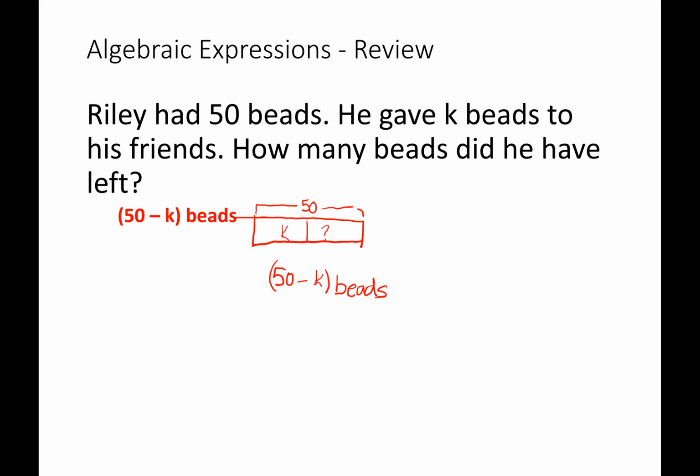So the reason we would put the 50 at the top is because it's the total. Does that make more sense? Because he started with 50 beads. So we need the whole to show 50. And then part of the 50 was the K beads. Does that clear it up a little bit? Okay. Any other questions on that problem?